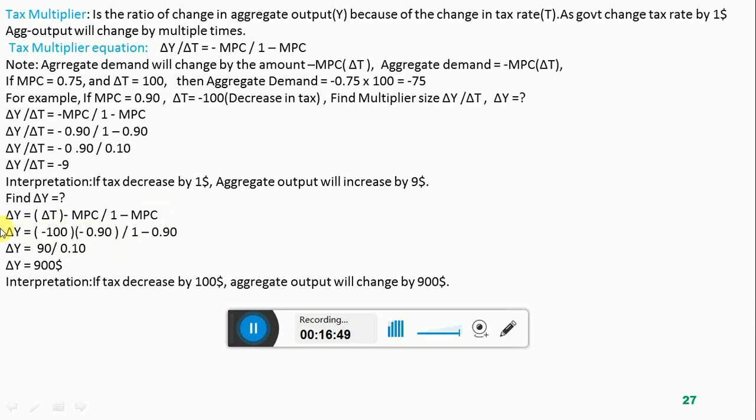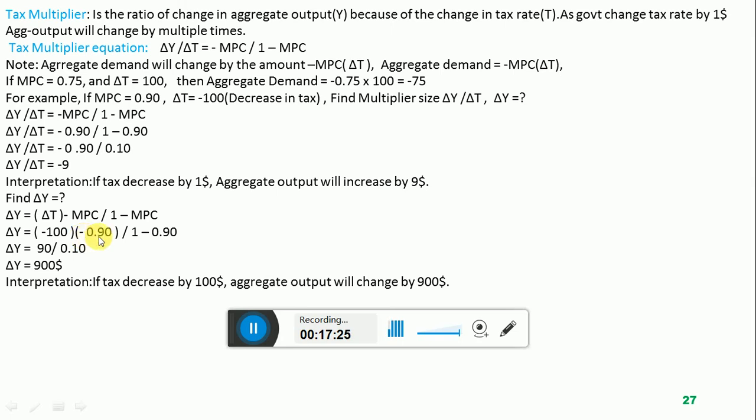This is very clear. Delta y is equal to delta t, and we will put in delta t as minus 100. We substitute for delta t its value, minus 100, and multiply by minus 0.90 whole divided by 1 minus 0.90. This is the tax multiplier size that we calculated one time. Look, this is minus 9. The new thing is just that it is multiplied with delta t. Delta t is minus 100.